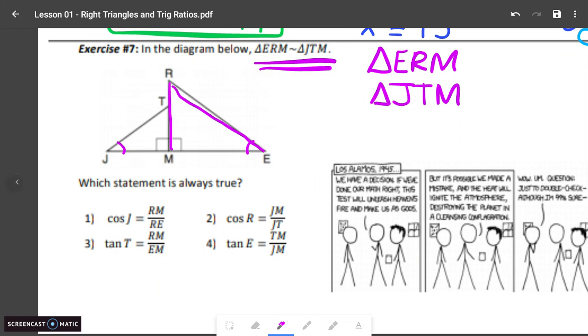But from angle E, it's the same as angle J, like we did in the one on the first page. But RM is the opposite over the hypotenuse, which would be sine, not cosine. So that one's out. For cosine of R, it's the same as angle T. And then JM, though, is the opposite, and JT is the hypotenuse, so that would be O and H again, also out. So then if I look at the other two, it's going to work. It is choice 4 because that's opposite over adjacent.